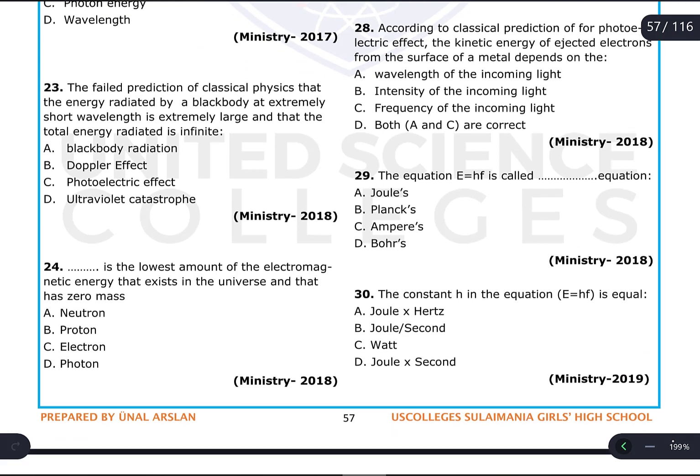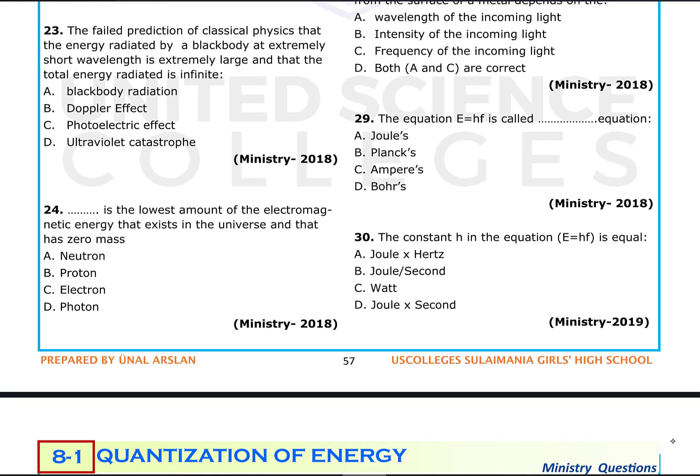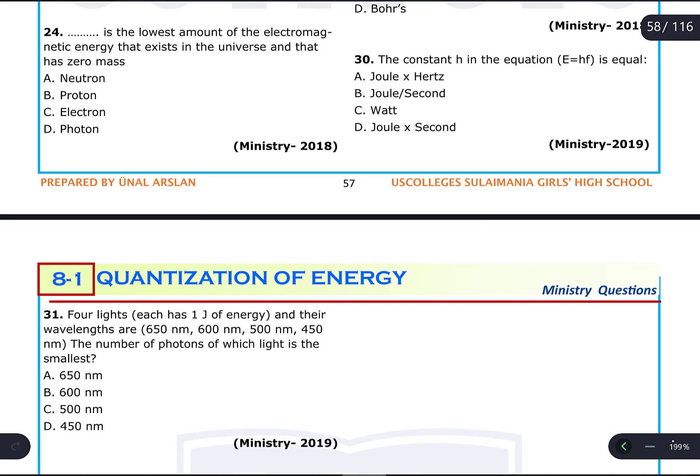Question number 23. The failed prediction of classical physics that energy radiated by a black body at an extremely short wavelength is extremely large, and that the total energy is infinite, is the ultraviolet catastrophe. This is the definition of ultraviolet catastrophe. Question number 24. The lowest amount of electromagnetic energy that exists in the universe and has zero mass. It is the definition of a photon.